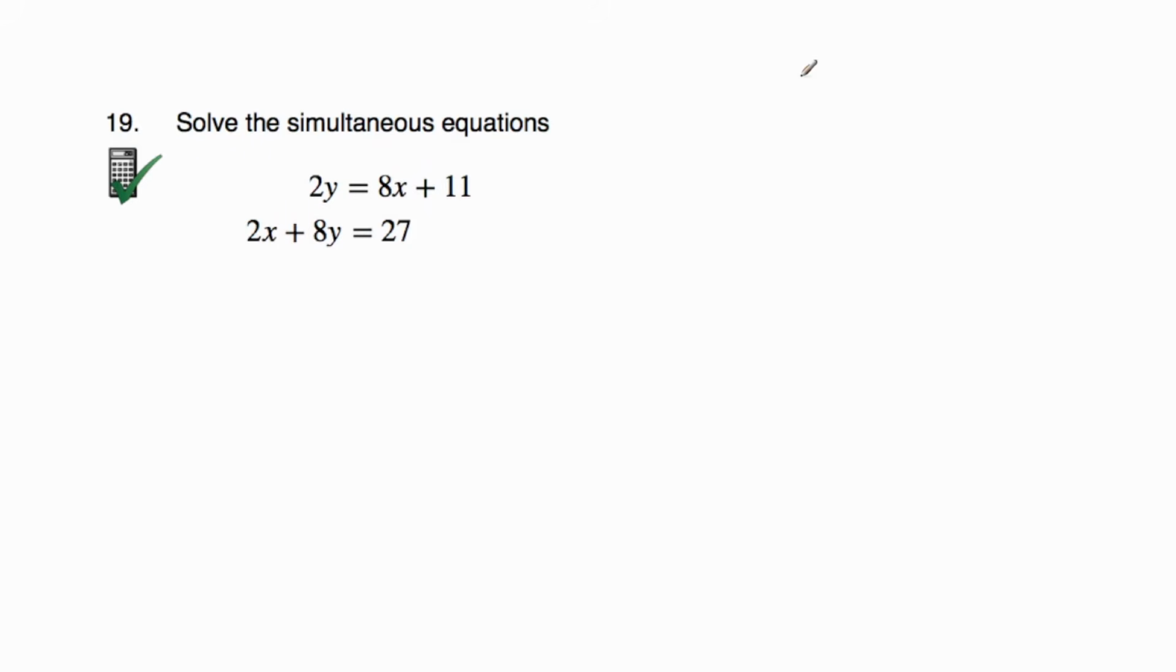So let's write it out: 2y equals 8x plus 11. Now I'm going to keep the x's positive, so I'm going to minus 2y and minus 2y. When we take away 2y from both sides, on the left hand side that would be equal to 0, and on the right hand side we would have 8x plus 11 minus 2y. So we've now got 0 equals 8x plus 11 minus 2y.